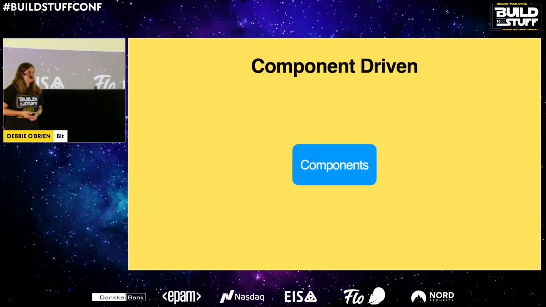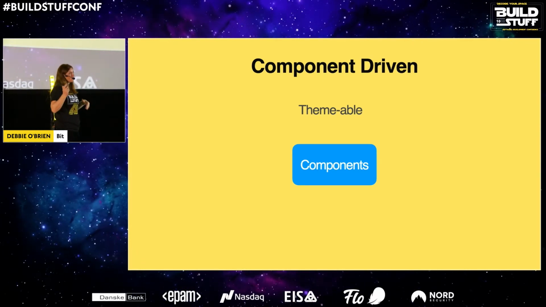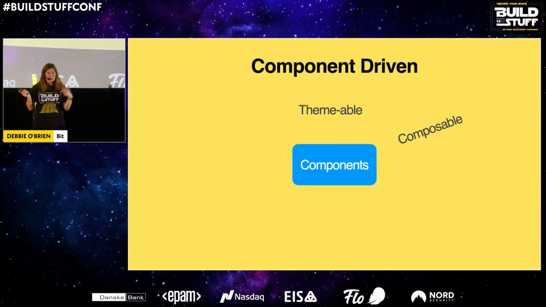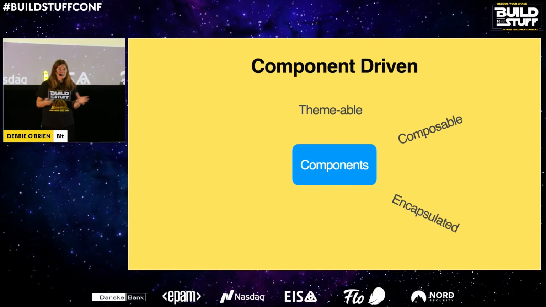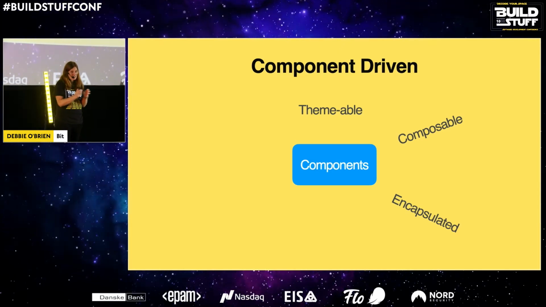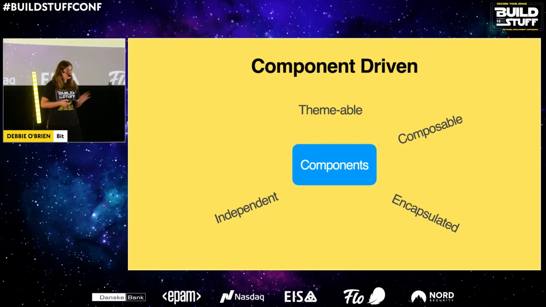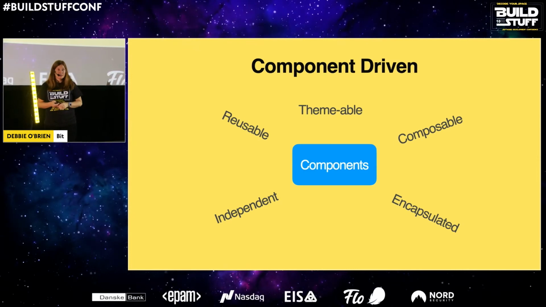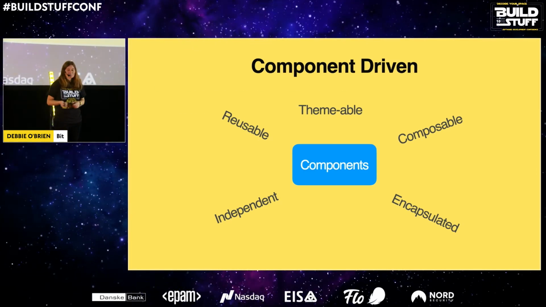So to build component-driven, you've got your components, and your components basically should be themable. So you should be able to reuse the components with different themes. They should be composable. You should be able to compose components from other components. They should be encapsulated, like it has everything it needs inside itself. They should be independent, so they can be built, versioned, and deployed independently. And they should be reusable, so you can reuse across any application or multiple applications.